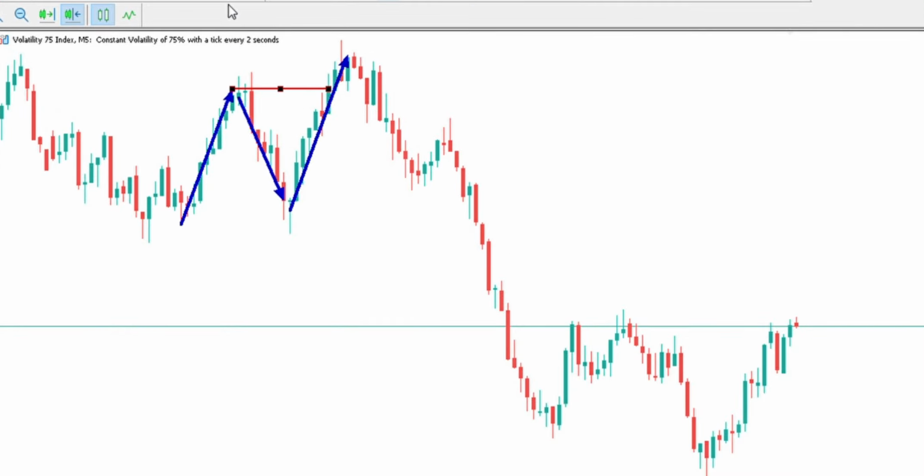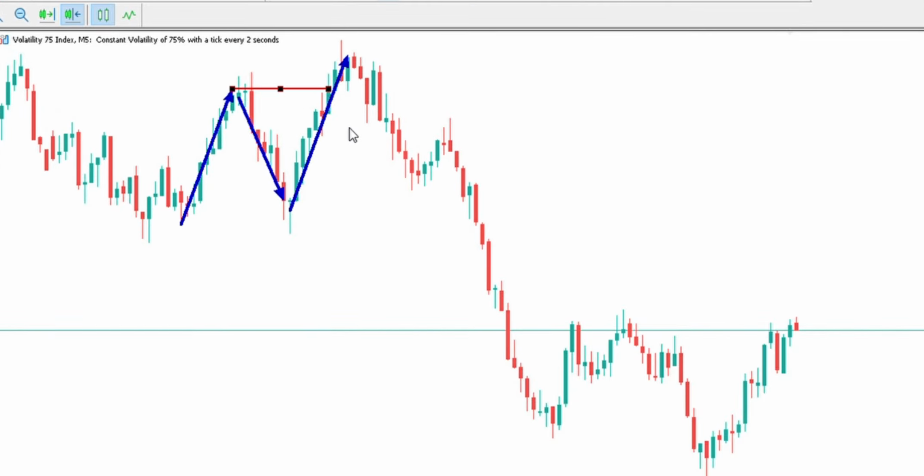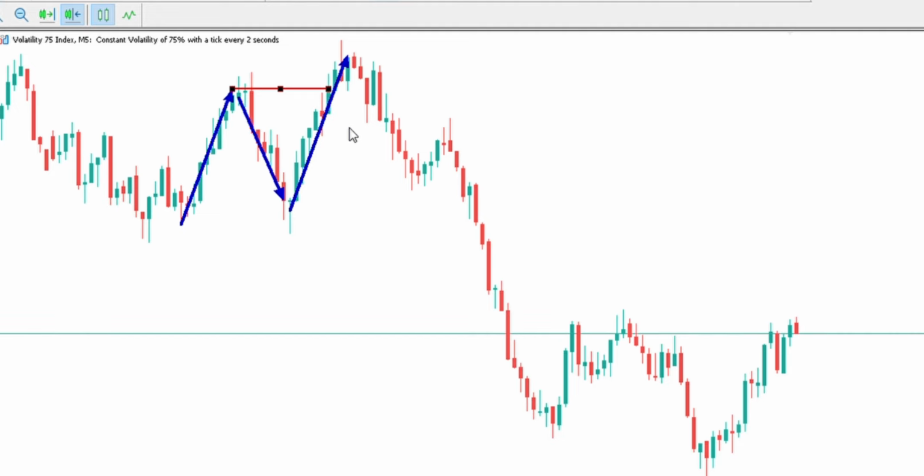Okay, so I was talking about market structure, and personally, market structure is just simple, and I don't like using much theory explaining something, because all of the concepts in trading are practical. So market structure, for example, let us pick this one, this Volatility 75.